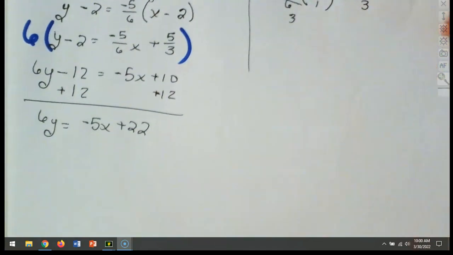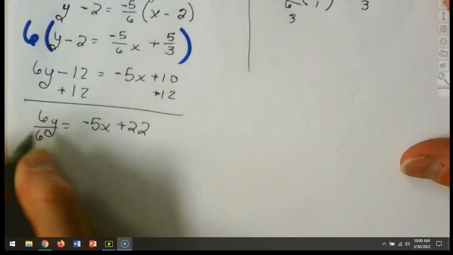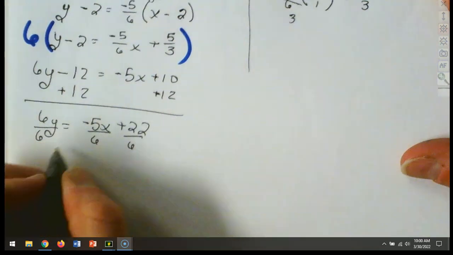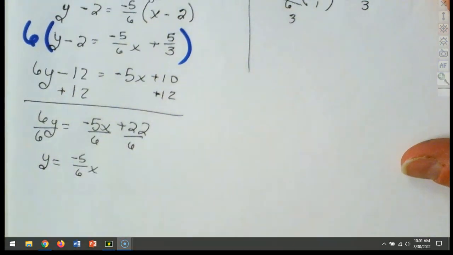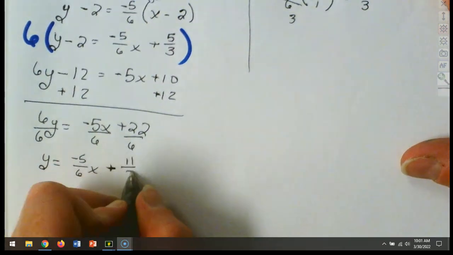Okay. And I know I'm going through it pretty quickly, but I want to make sure we have plenty of time for our exam. Divide by our 6, and we've got it in slope-intercept. So y equals, now you do want to reduce, so negative 5/6 x. And 22 over 6 will reduce down to be 11/3.